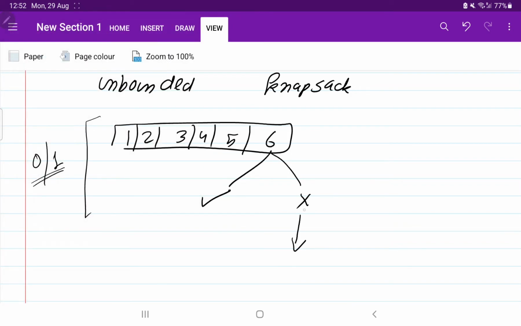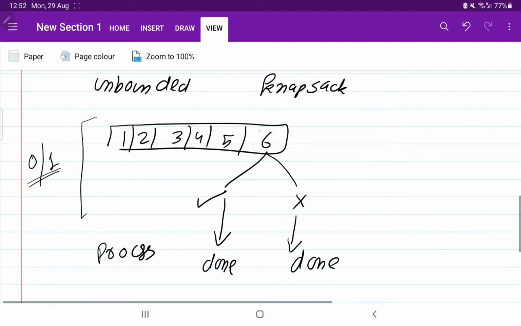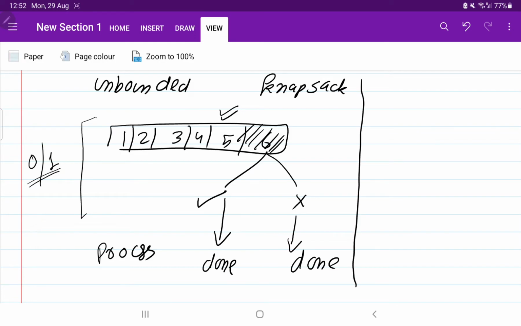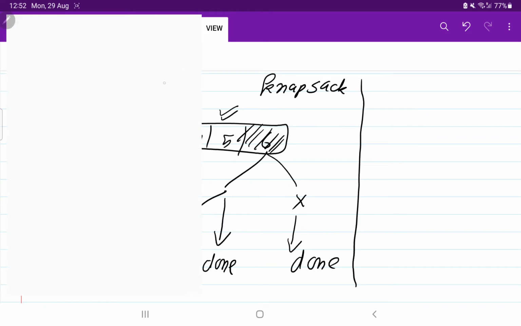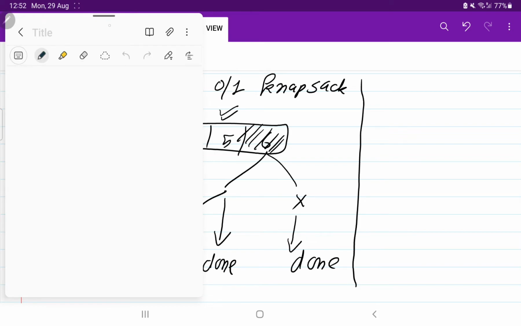If you have taken the decision that this item should not be included, then processing is done. And if you select this element, then also processing is done. This is in 0 1 knapsack. It means once you take a decision on this element, we are not going to come back again to this element. We will take the decision on the 5th. This was the 0 1 knapsack. Now let me tell you about the unbounded knapsack.